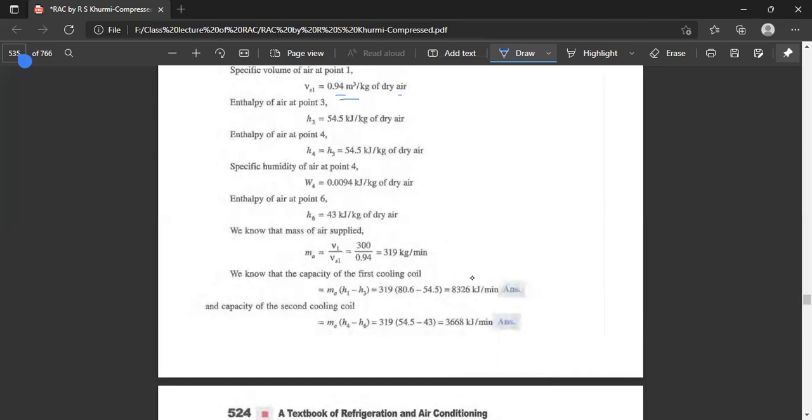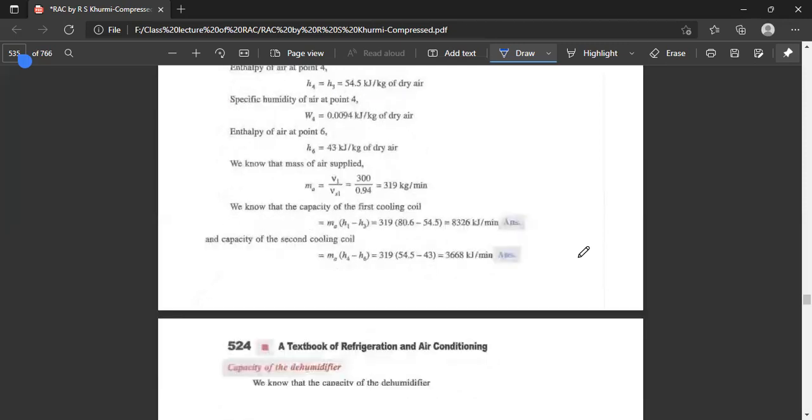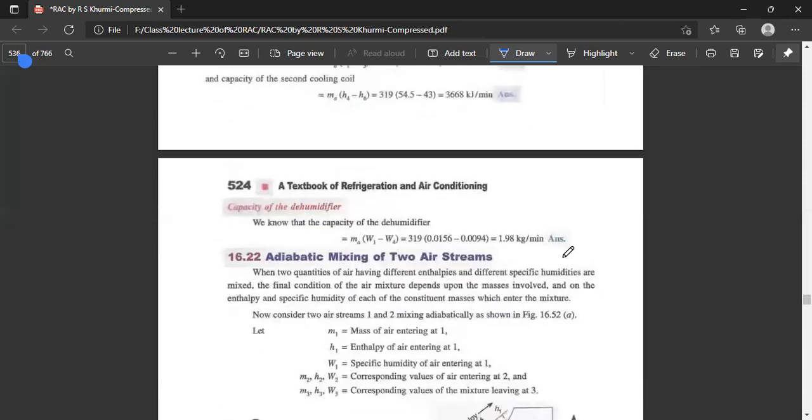And the second cooling coil capacity is H4 minus H6 times the mass of air, that is 319 times (54.5 minus 43), 366.8 kilojoule per kg. Thus, the capacity of the humidifier, we know, is MA times (W1 minus W4), that is 319 times 0.015, equal to 0.094 with 1.98 kilojoule per kg.